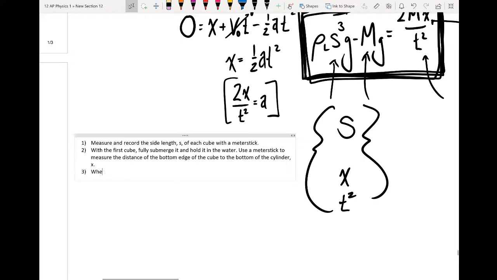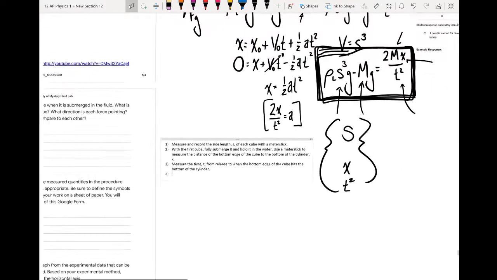I'll say measure the time t from release, I'll be specific about it. Measure the time t from release to when the bottom edge of the cube hits the bottom of the cylinder. Okay, so then we're measuring the time t. So now we have all of our quantities measured.